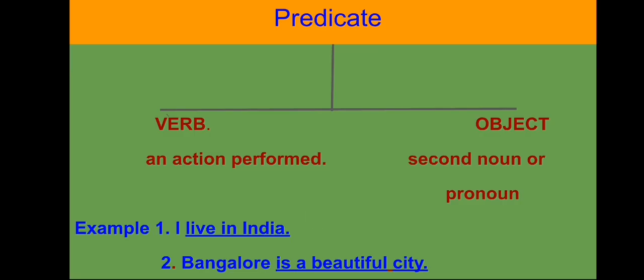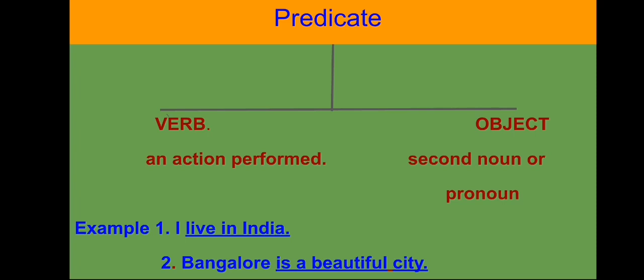Now, let's look at the predicate more clearly. The predicate is further divided into verb and object. Here, verb means the action performed by the subject in the sentence. What the subject has done is indicated by the verb. And the object is the second part of the sentence which shows the second noun or pronoun in the sentence. Let's see it in an example.